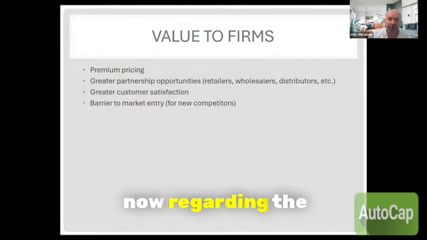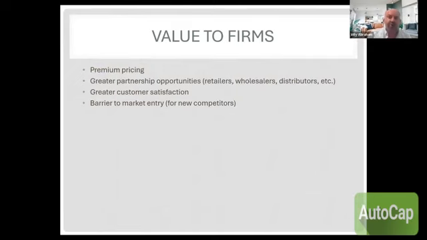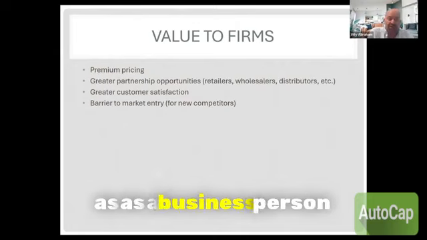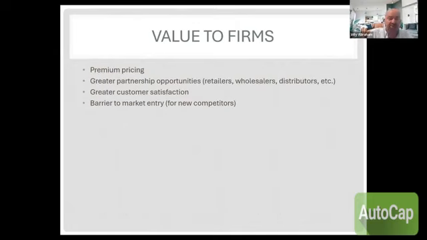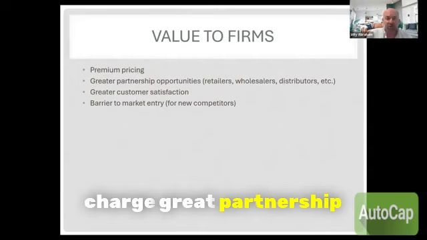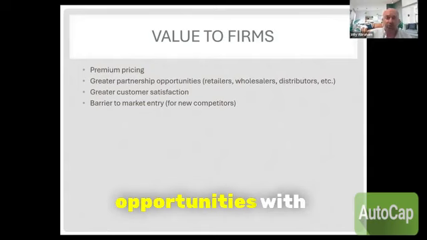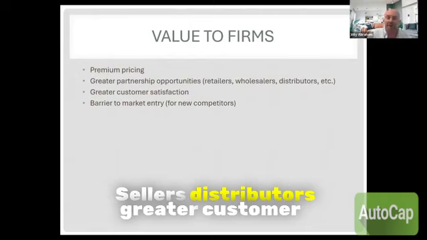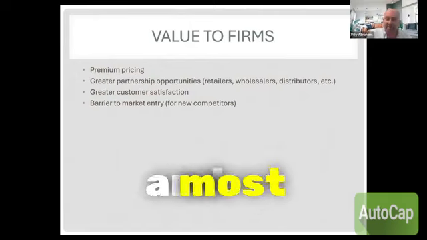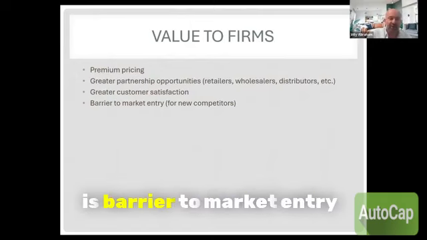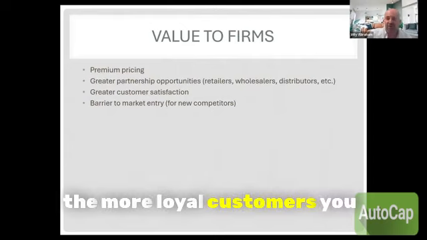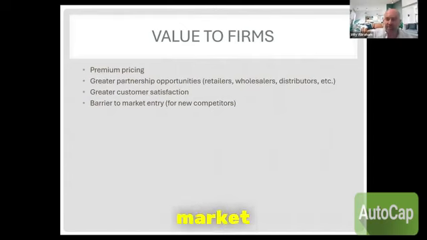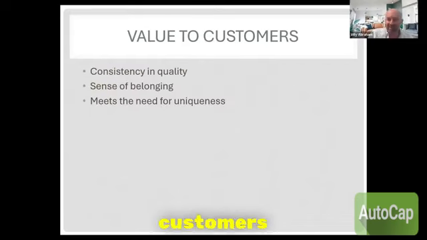Okay. Now, regarding the consequences of brand equity, there's value to the firm, to you as a business person, premium pricing that you can charge, greater partnership opportunities with retailers, wholesalers, distributors, greater customer satisfaction, and most importantly, is barrier to market entry. The more loyal customers you have, the more difficult it will be for new players to enter the market and steal your customers.